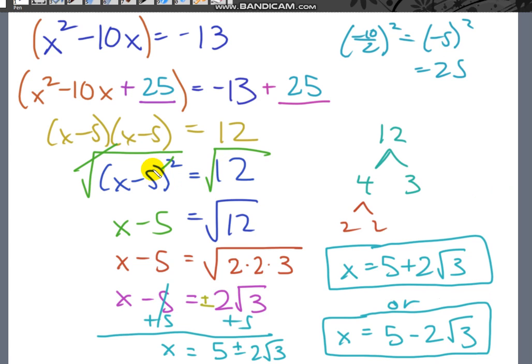Okay, I'm going to clear the screen here, and that is basically how you would do it. It looks a little messy, but that is basically how you would do that. Okay. Let's say I give you something else. x squared plus 4x equals 71. And our goal is we want to solve for x.